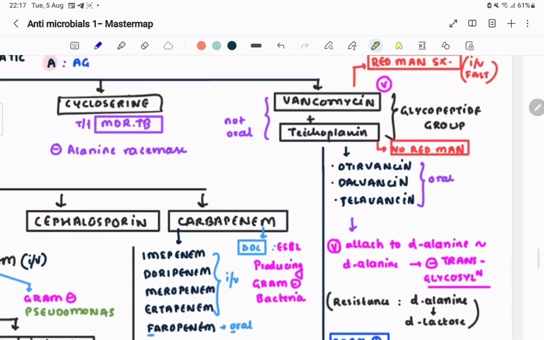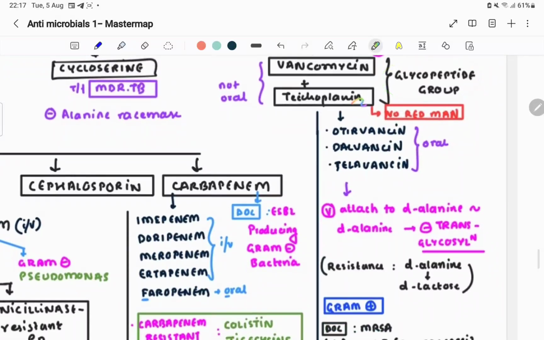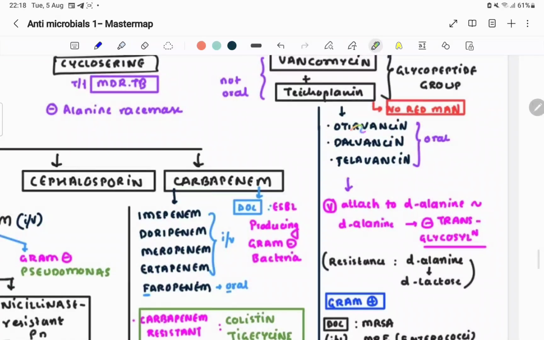So vancomycin, teicoplanin, we call them glycopeptides. Teicoplanin has no risk of red man. Other drugs are oritavancin, dalbavancin, telavancin. Okay, teicoplanin, oritavancin, dalbavancin, telavancin. Not important to remember, but if you can remember, good.